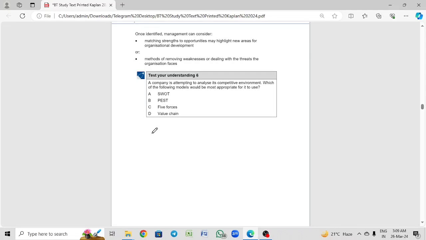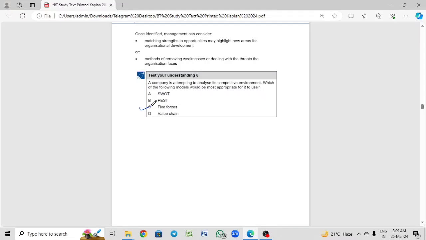Now next, test your understanding number 6. A company is attempting to analyze its competitive environment. Which of the following models would be most appropriate for the use? SWOT analysis, PEST analysis, 5 forces, or value chain? So it is 5 forces, as we want to analyze our competitive environment. SWOT analysis is for analyzing the company itself. PEST analysis is for analyzing the overall environment.